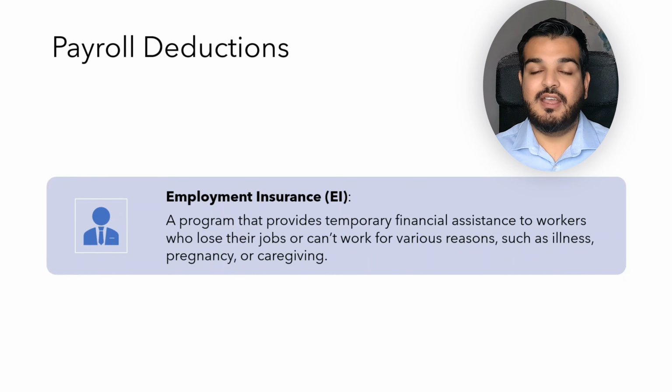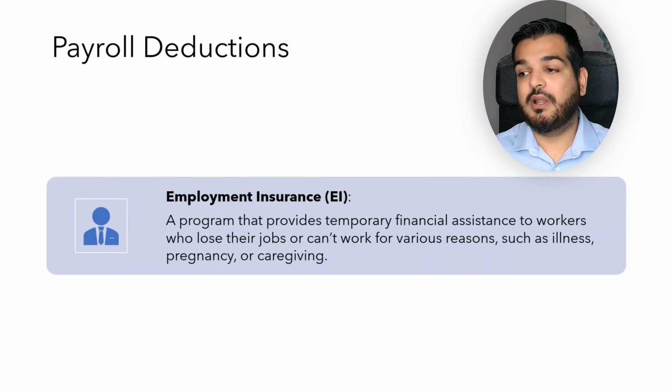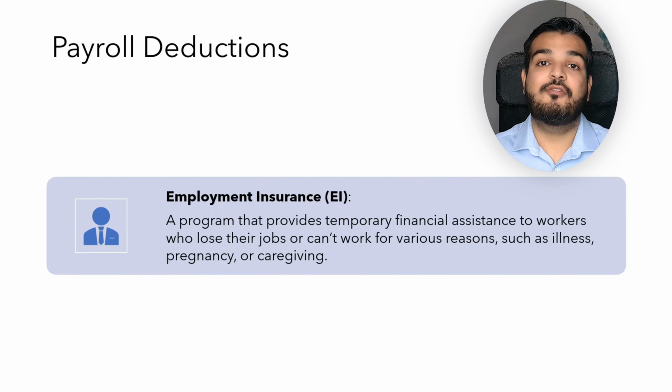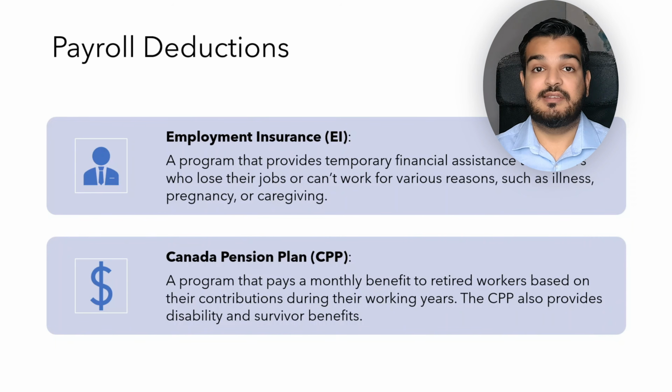Employment insurance, or EI, comes off your paycheck every time, and the reason it's done is so that when you need help, when you can't work, EI is there. It's a way for the Canadian government to help people out who can't work or can't find work for certain reasons. CPP, or the Canada Pension Plan.